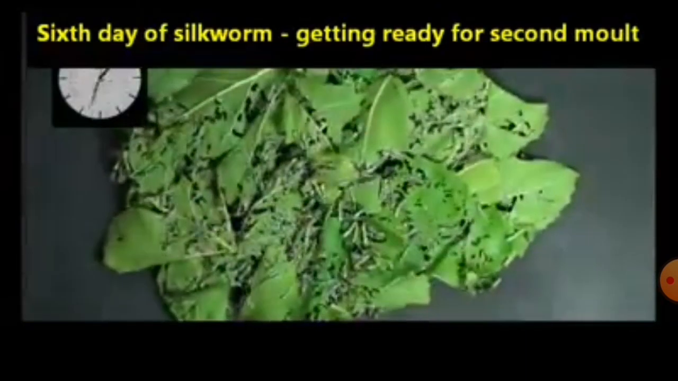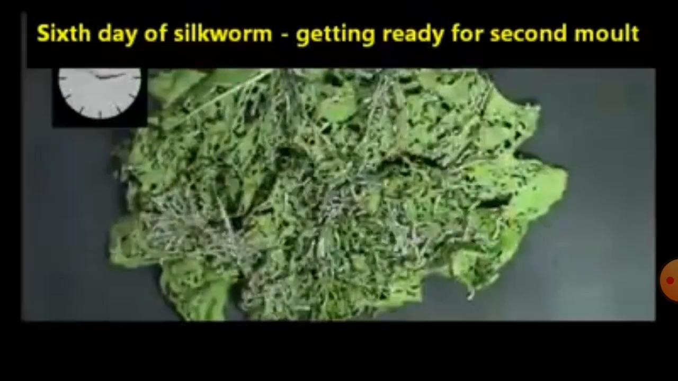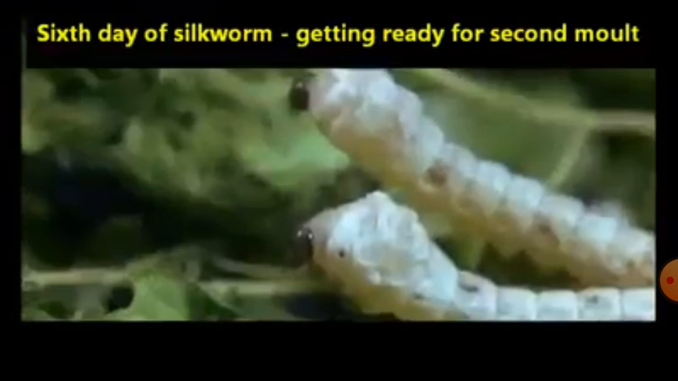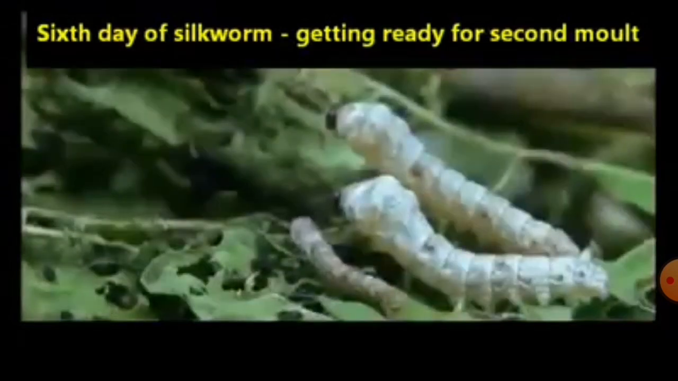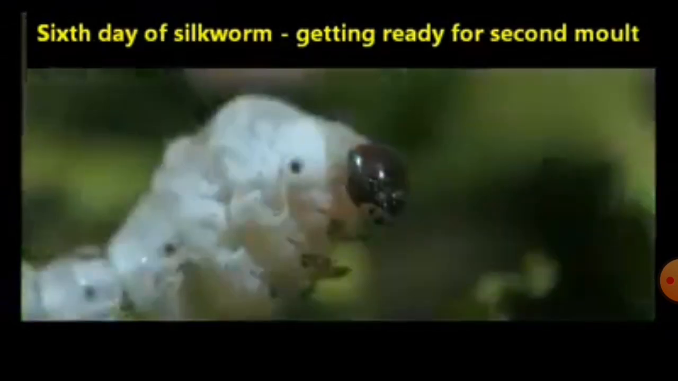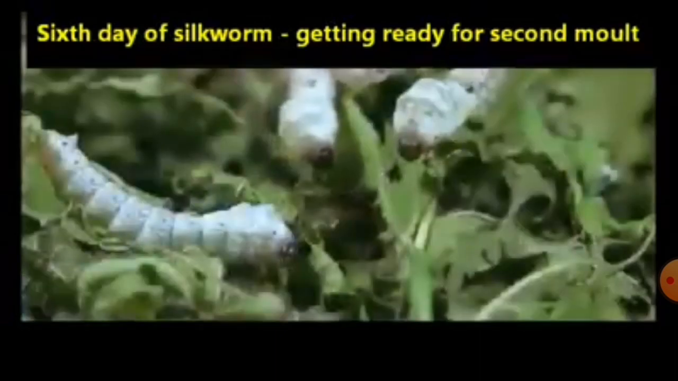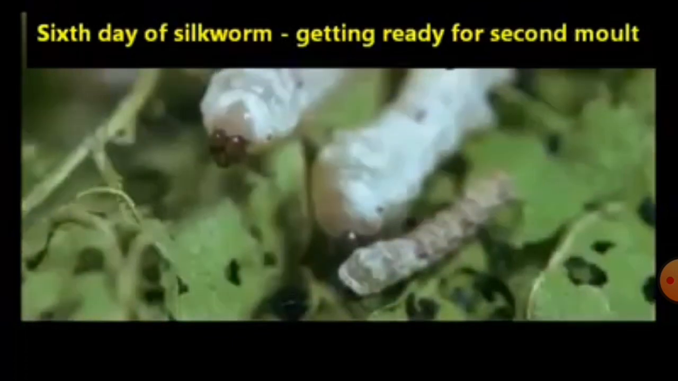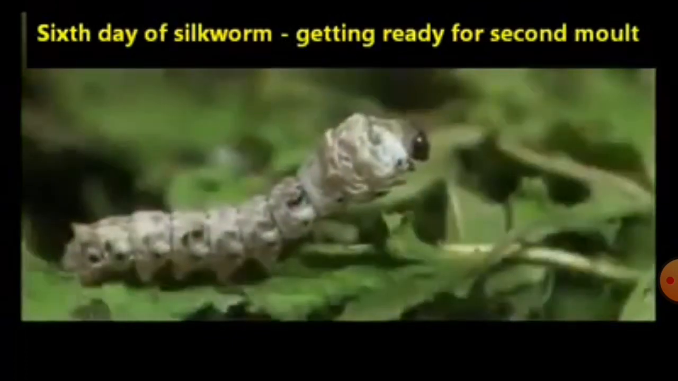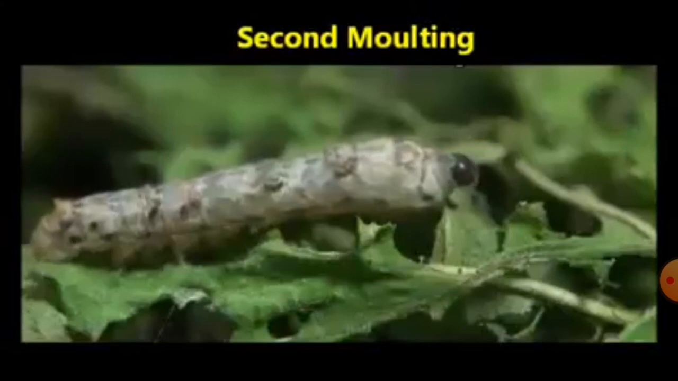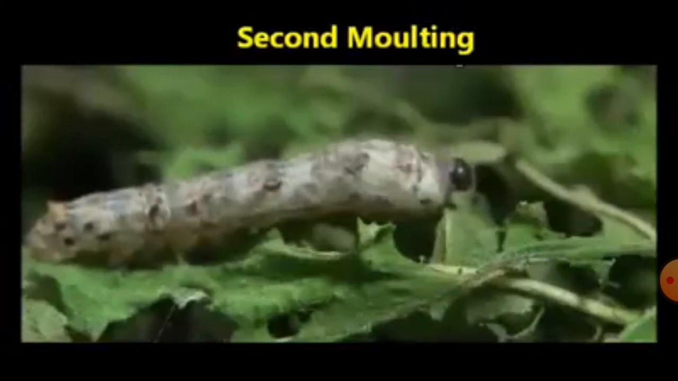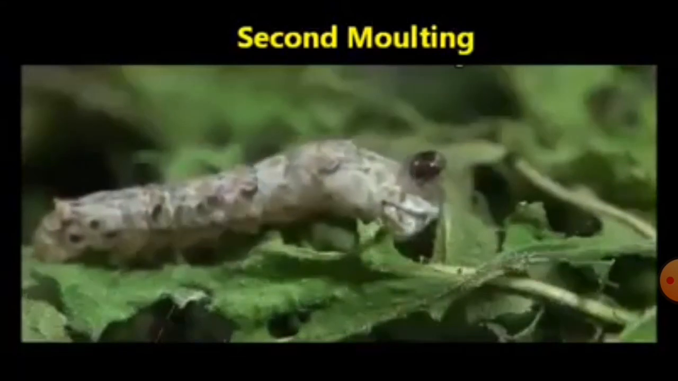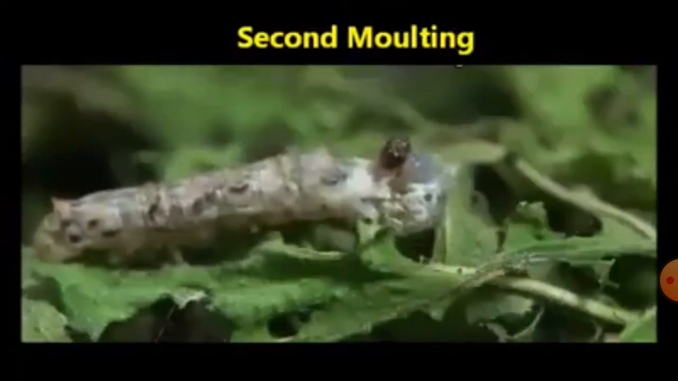So after the sixth day from birth, the caterpillars are getting ready for the second molt. Here you can see that from birth up to the sixth day, so much increase is happening in their body weight and size. That's why the old skin is a little bit tight for them, so they try to shed the old skin and get new skin. That is what we call the molting process.